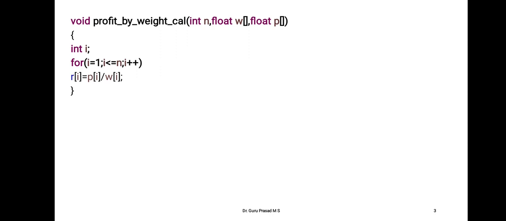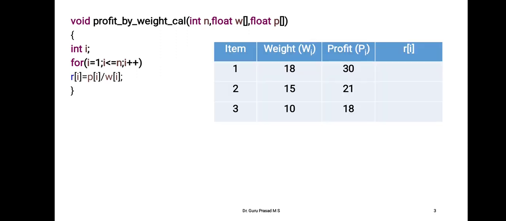Okay, this is a method to calculate profit by weight. Parameters are n, weight and profit. And you are applying the for loop. For I equal to 1, for item 1 you are calculating the profit by weight ratio and that will be stored inside the array R. R of I equal to P of I divided by W of I. Now I is 1, P1 divided by W1, that is 30 divided by 18.